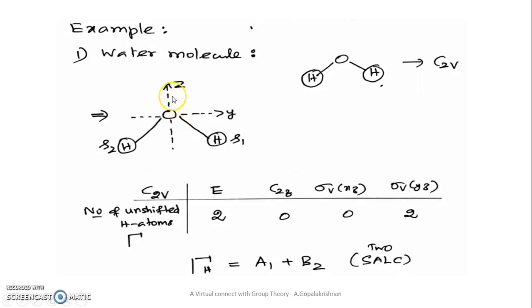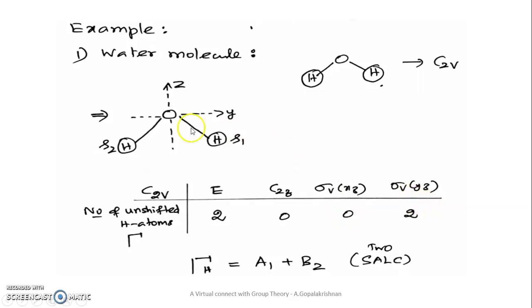Then if you do the C2 rotation, what will happen? This H will go here and that H will come here. Both hydrogens exchange their positions, so the number of unshifted hydrogens is 0. Then what about sigma v xz? The xz plane passes through the z-axis and the x-axis, and the x-axis is perpendicular to the screen. If you keep a plane here and do the reflection, this hydrogen will reflect here and that hydrogen will reflect here. Both get shifted, so the number of unshifted hydrogen atoms is 0.